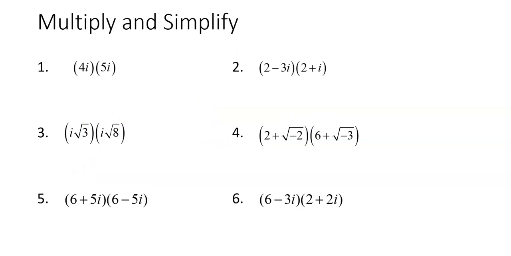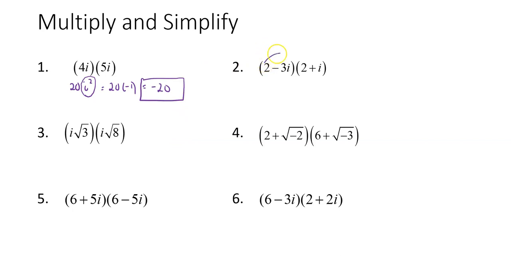All right, let's take a look at the first one up here. 4i times 5i. 4 times 5 is 20. i times i is i squared. But then I remember that i squared is equal to negative 1. So I get 20 times negative 1, negative 20. So 4i times 5i is a real number. It's negative 20.